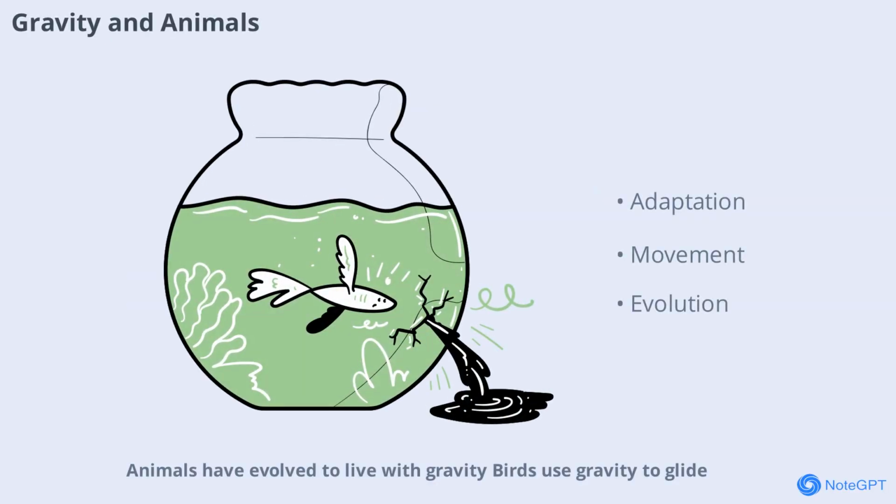Animals have evolved to live with gravity. Birds use gravity to glide, fish rely on it to swim, and humans walk upright thanks to gravity's pull. Some animals, like astronauts, must adapt to different gravitational environments. Studying how animals interact with gravity helps scientists learn about evolution, adaptation, and the possibilities for life on other planets.